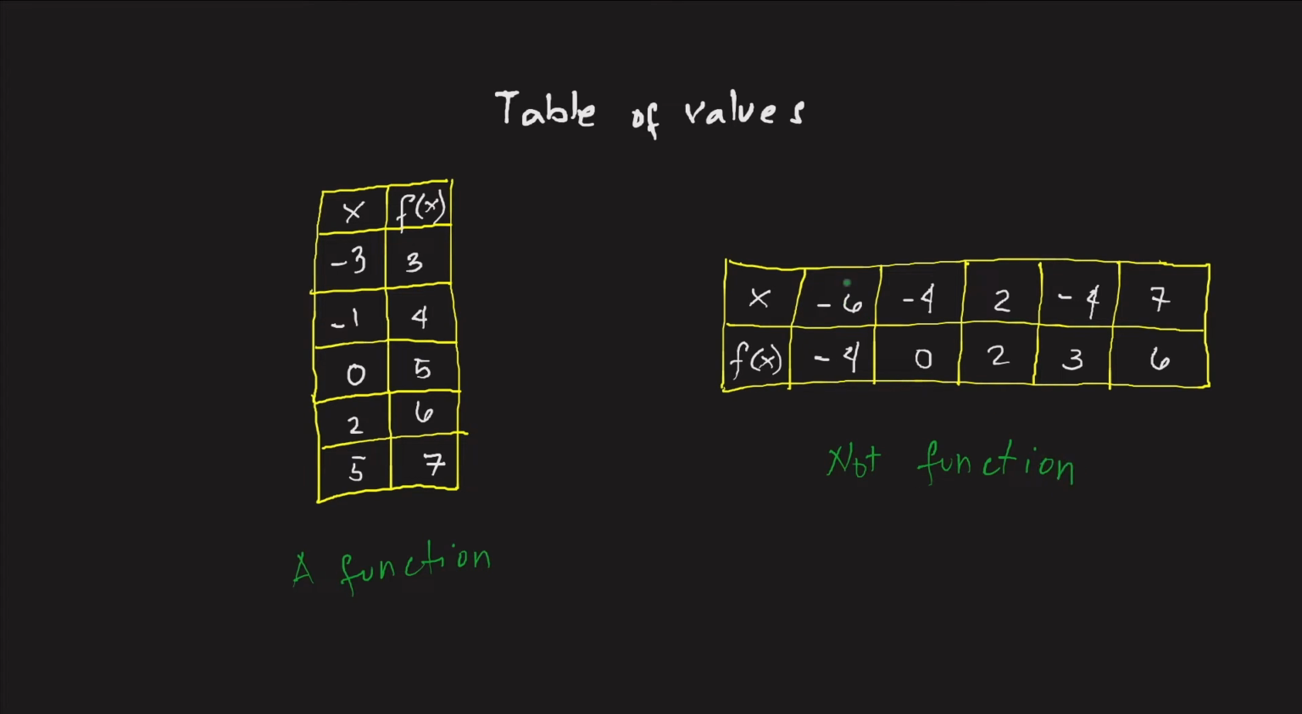You need to remember that each element in the domain must be mapped exactly once. Okay, in this case, the negative 4 is mapped twice. The negative 4 is mapped to 0, and negative 4 is also mapped to 3. So, negative 4 is mapped or paired twice. So this is a sign that this is not a function.